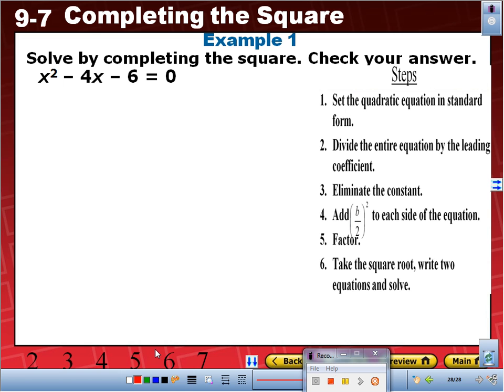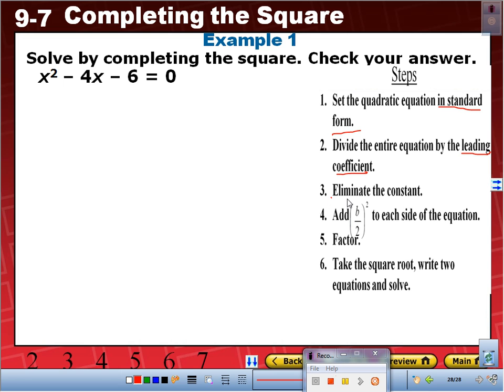Here it goes. Step 1, set in standard form. Do we have it in standard form? Yep, from highest degree to lowest degree and equal to 0. Step 2, divide the entire equation by the leading coefficient. What is my leading coefficient here? 1. Do I need to show you the steps? No, because we know that dividing by 1 gives me the same thing.